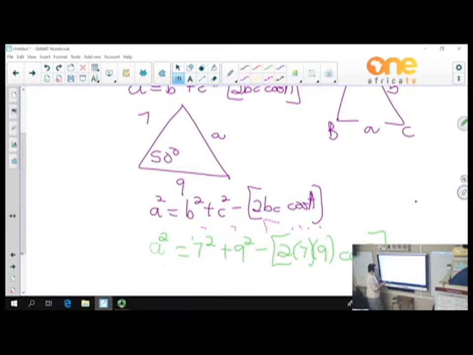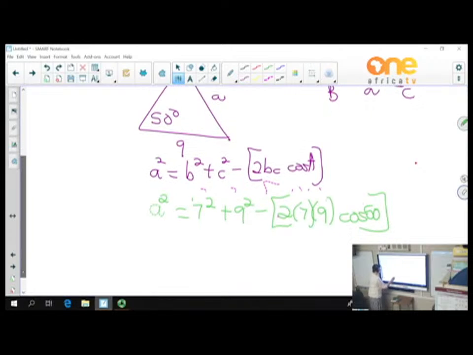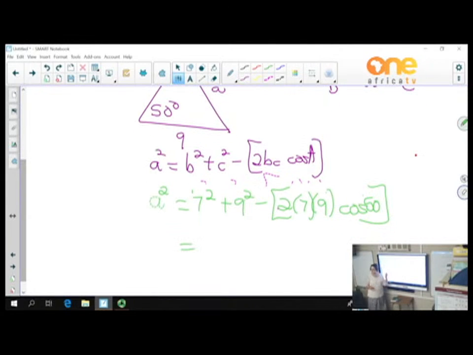Okay, now I would like you to press your calculators together with me. And this sum counts 4 marks. So it's worth it to put those steps in and not just go for answers, because otherwise everything is wrong. So come on, 7 squared plus 9 squared. I want you to do it step by step at first. So it's 130. So 130 minus, right, now we press the calculators, 2 times 7 times 9 times cosine 50. Press your calculator.